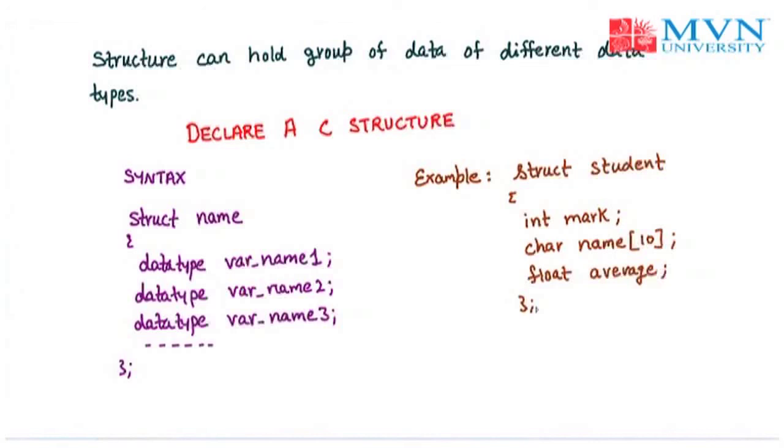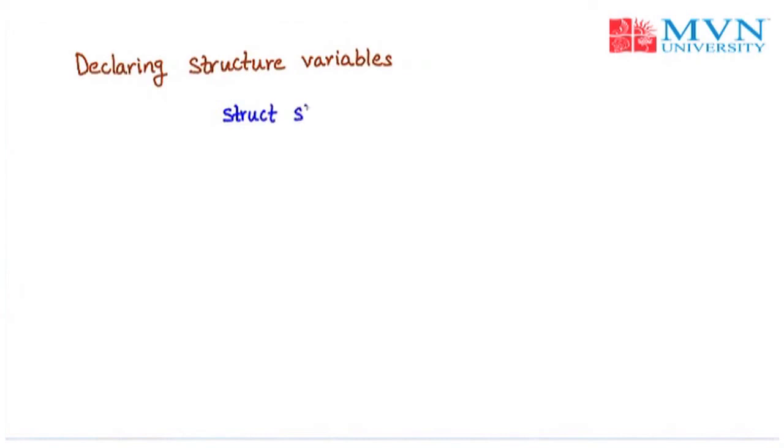Now how can we declare a structure variable? If we want to declare a structure variable of the same structure student, then we have to write struct, the name of the structure, for example student, and then the name of the variable, for example report, semicolon. So this is how we can declare the structure variable.